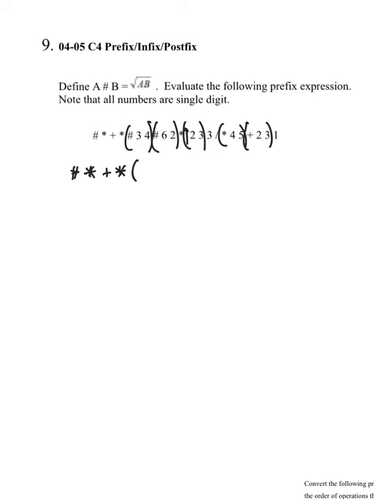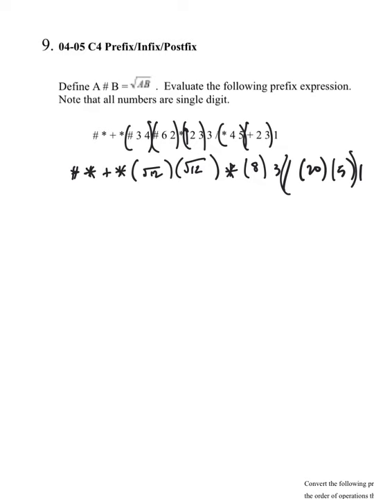And then similarly, hashtag 6 2 becomes square root of 12. And then bring down the multiplication sign. And then 2 to the third power is 8. And 3 divided by, then 4 times 5 is 20, and then 5, and then you have a 1.